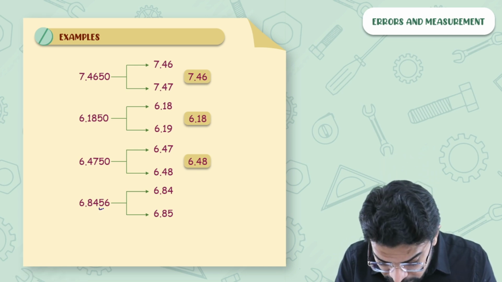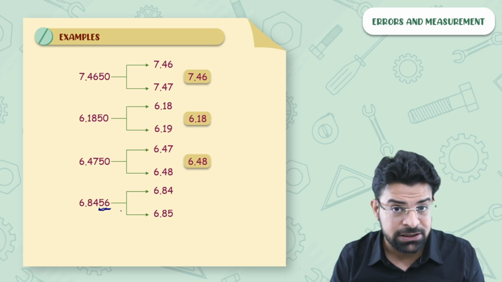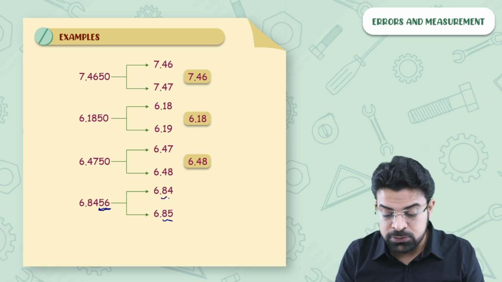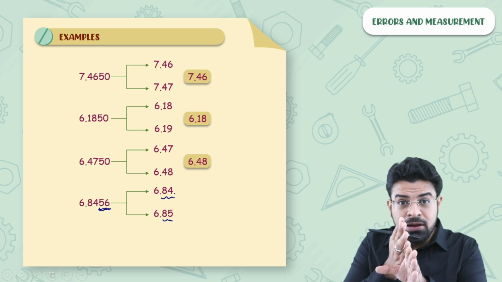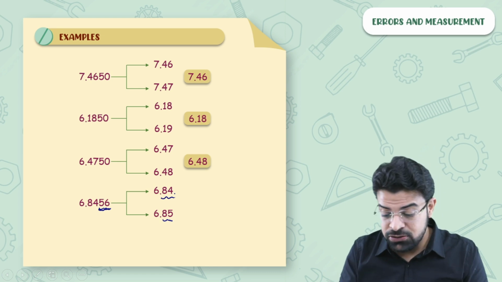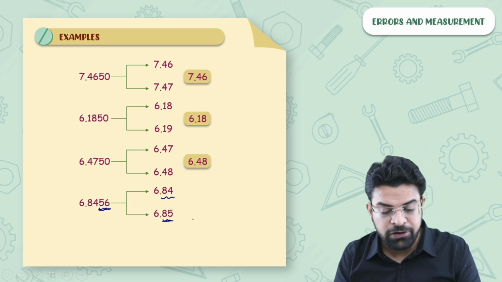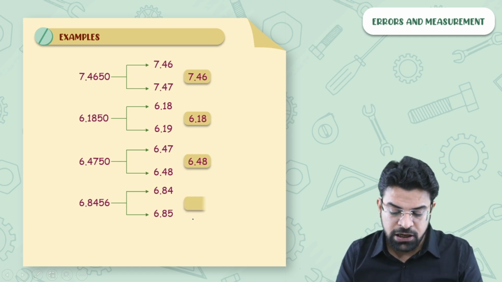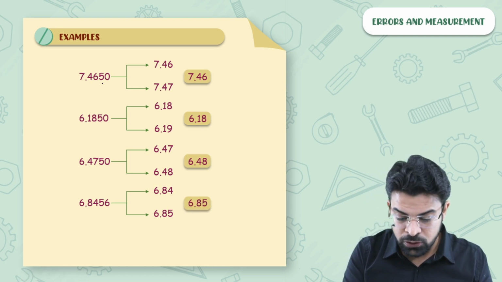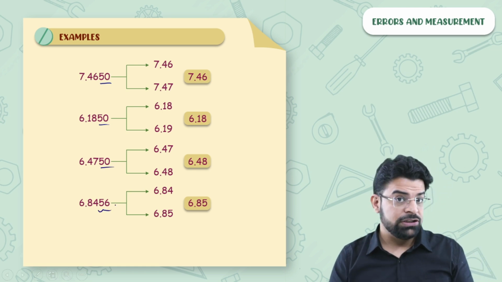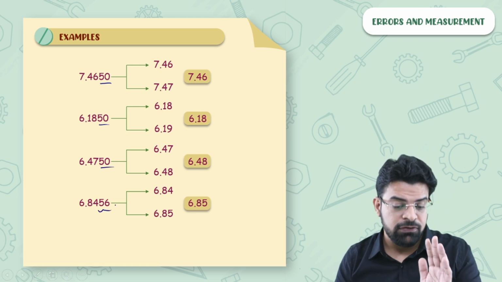In 0.8456, this part 56 is closer to 6.85 compared to 6.84. It is more than 0.0050. It is 0.0056. So it is closer to 6.85. As it is closer to 6.85, the answer will be 6.85. Notice everywhere else it was 50, and here it is 56. So this is not at all the case of tiebreaker.